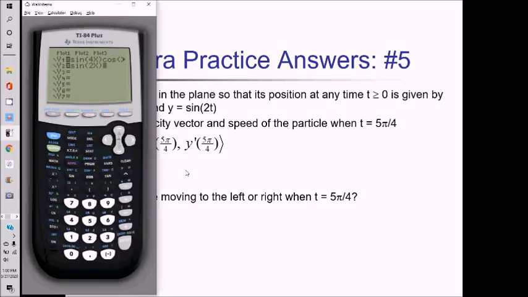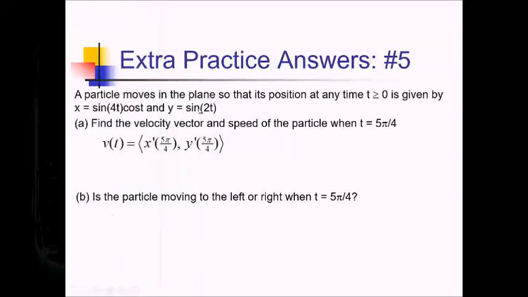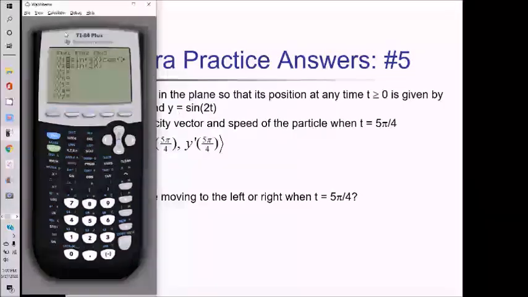As a first step, I'm going to enter my x and y parametric functions in the calculator as y1 and y2. And then quitting out of there, I'm just going to take the derivative of those at 5 pi over 4. So let's see here. Let me do math 8.